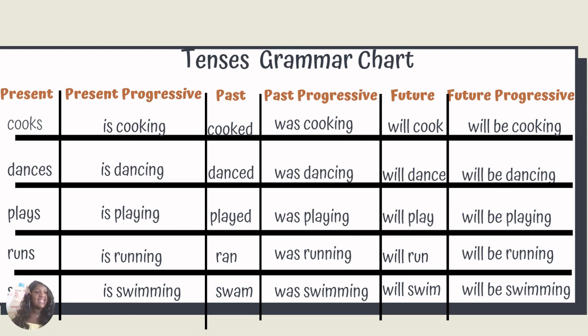And finally, swim. Present, swims. Present progressive is swimming. Past, swam. Past progressive was swimming. Future, will swim. Future progressive will be swimming.